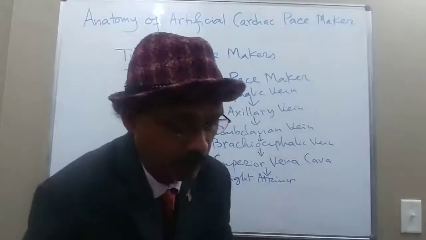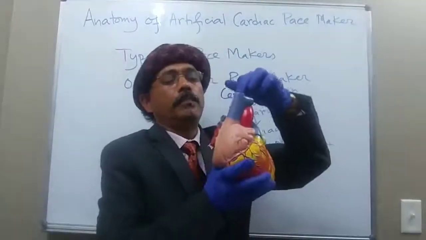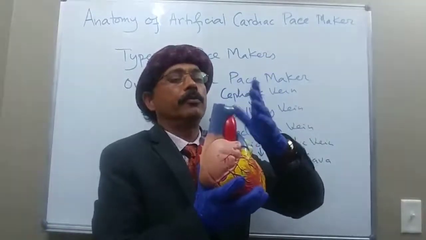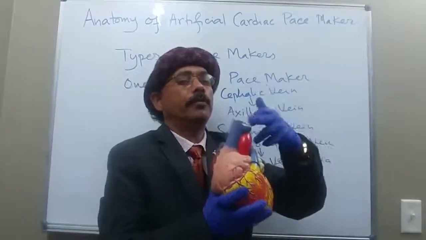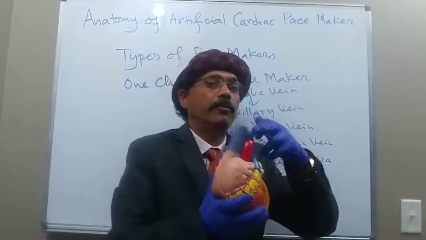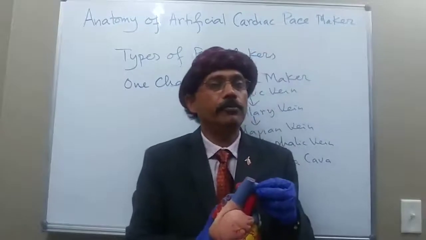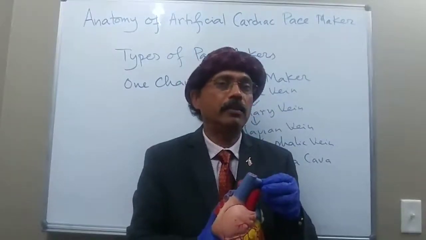So this is the right brachiocephalic vein. Suppose you would like to go through the left side. This is the left brachiocephalic vein. The brachiocephalic vein is formed by the union of the left internal jugular vein and left subclavian vein.